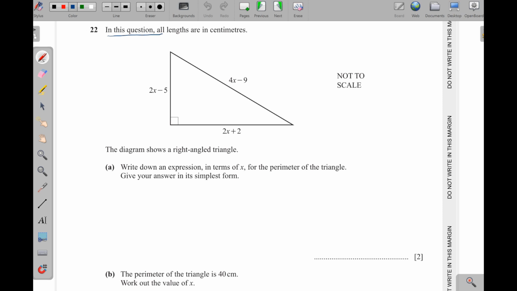Question 22. In this question, all lengths are in centimeters. This is a right angled triangle.